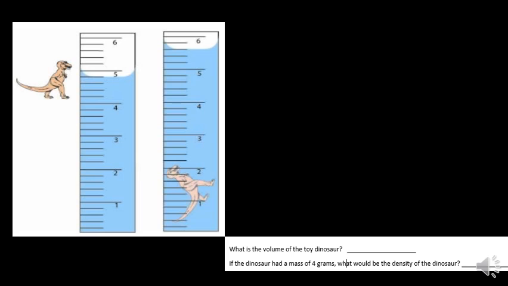What is the volume of the toy dinosaur? You see this a lot. They'll give you a graduated cylinder. One will show an object outside of the graduated cylinder. And then there'll be a second graduated cylinder. It's actually the same one, but it's later on. They drop the toy into it, and the water has been pushed up.